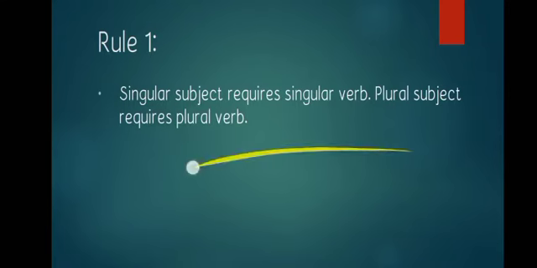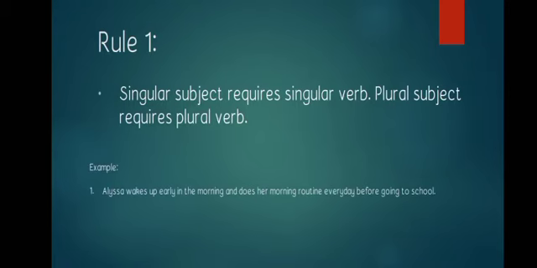Here are some examples. Eliza wakes up in the morning and does her morning routine every day before going to school. In that statement, Eliza is the subject and it is in singular form. So you have to use a singular verb next to it, which is wakes up. Wakes up is a singular verb because you have to add s. Is an inflection if the tense of the verb is present and if the subject is singular.